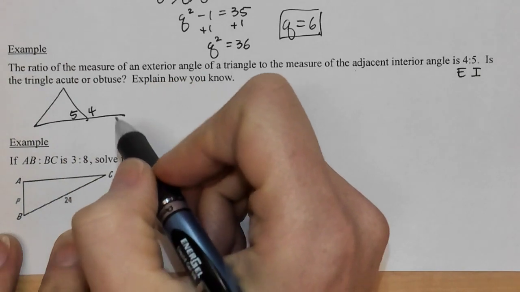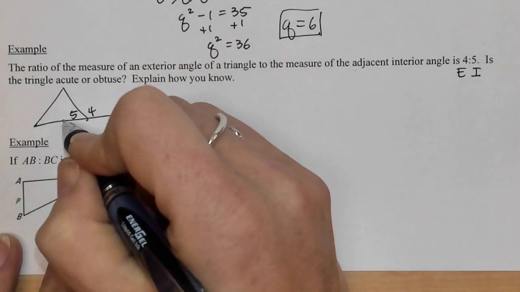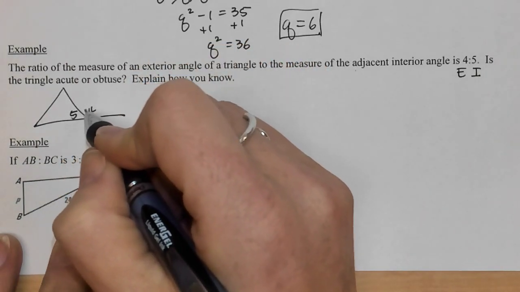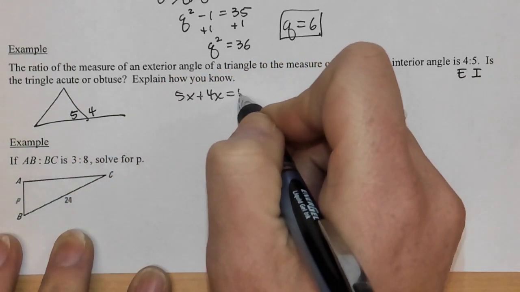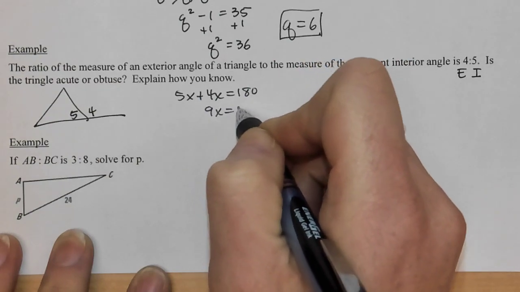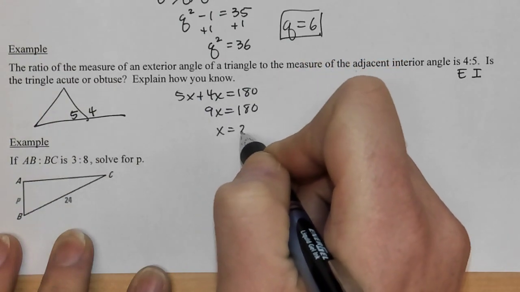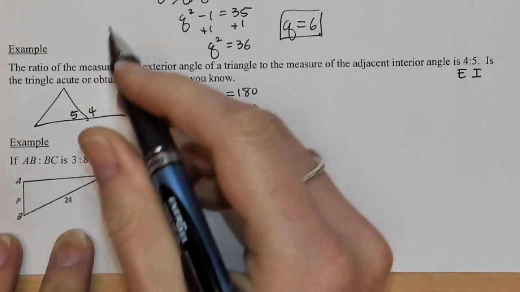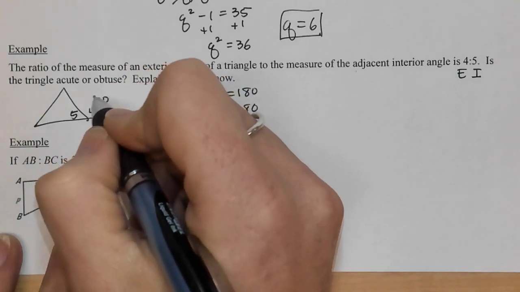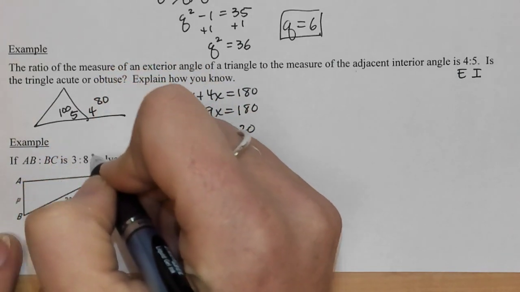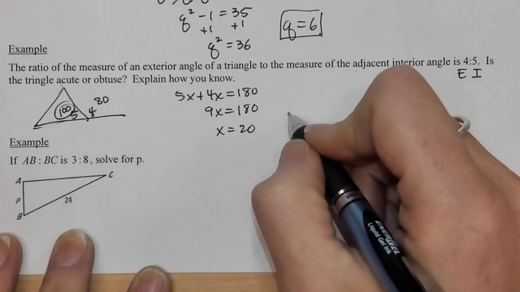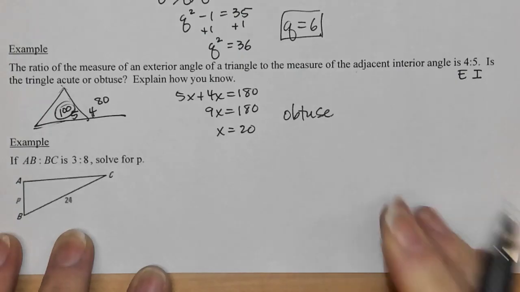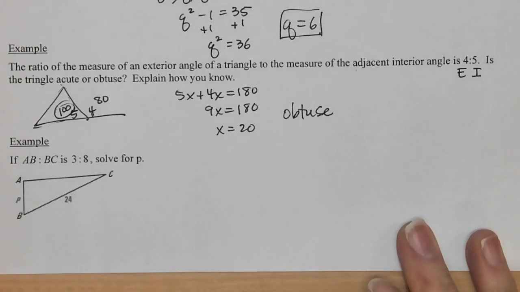These two angles together have to equal 180. An exterior and an interior angle on a triangle equal 180. So 5x plus 4x equals 180, giving me 9x. Dividing by 9, I get 20. Plugging it back in, 4 times 20 would be 80, and 5 times 20 would be 100. So if inside the triangle I have one angle that's 100, that triangle is going to be obtuse. I have one angle over 90, that gives me an obtuse triangle.